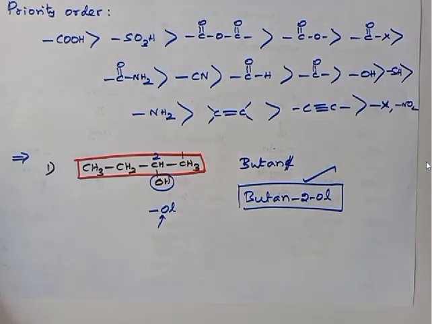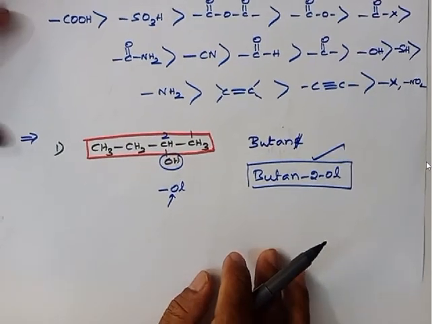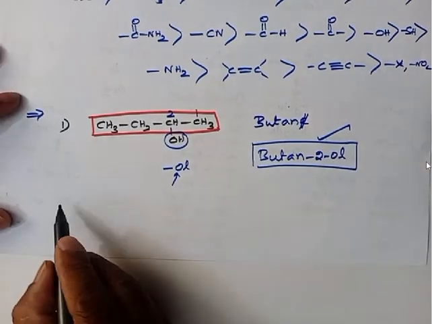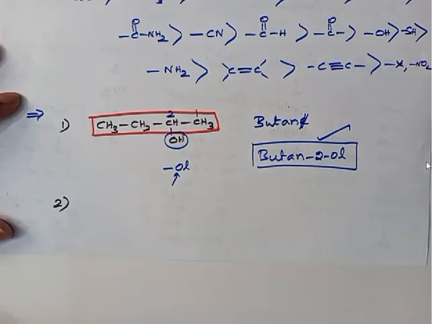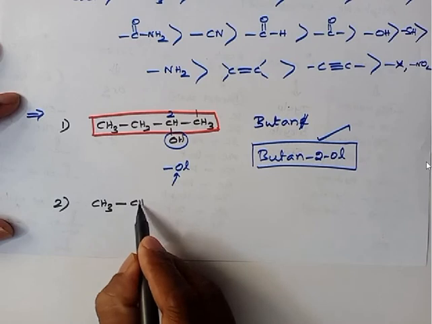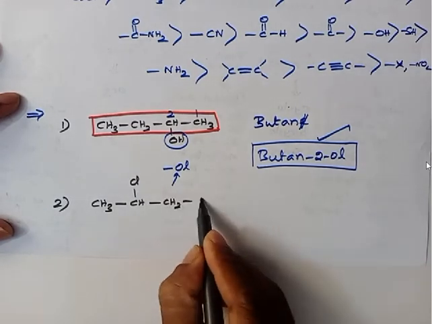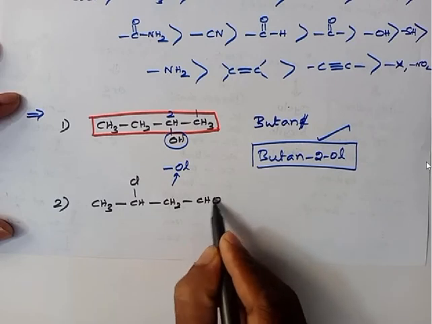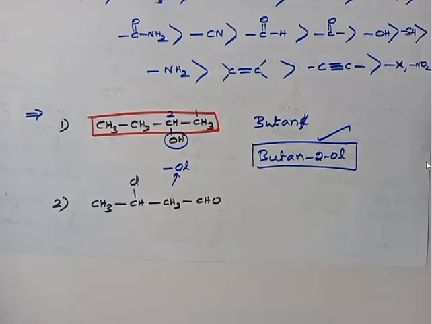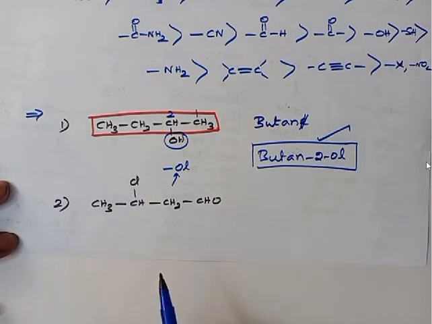Right? Yeah, it's very simple, but you require some practice. Now let me take another compound, compound number 2. I'll take simple compounds, CH3, CHCl, CH2, CHO. This is a halogen substituted compound. So I have a halogen atom here and we have an aldehyde group here.